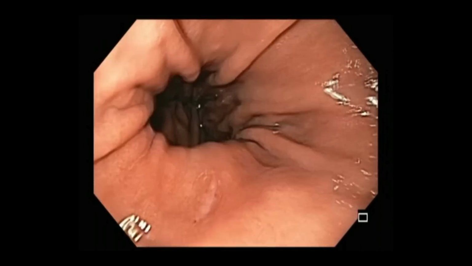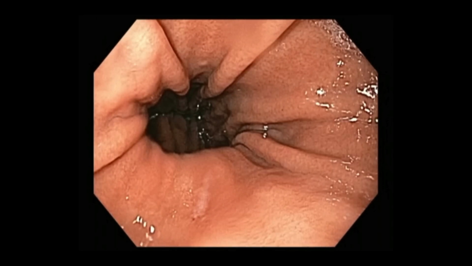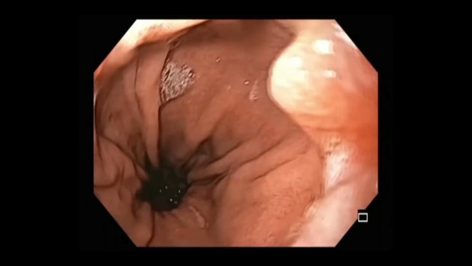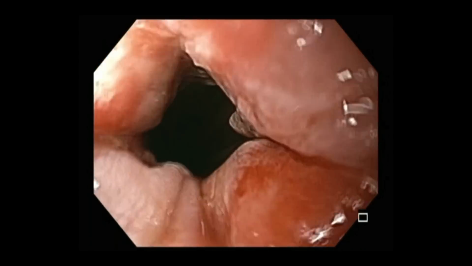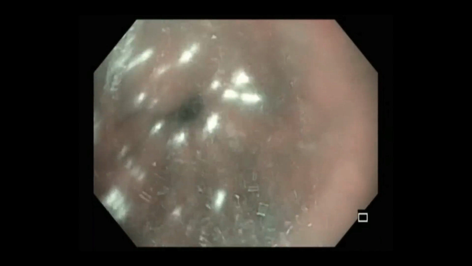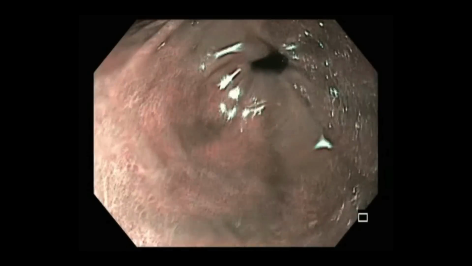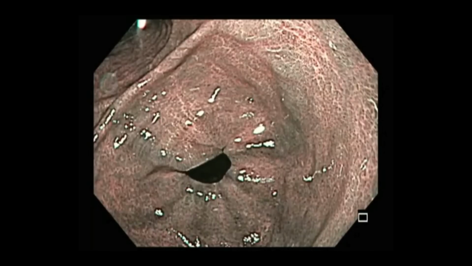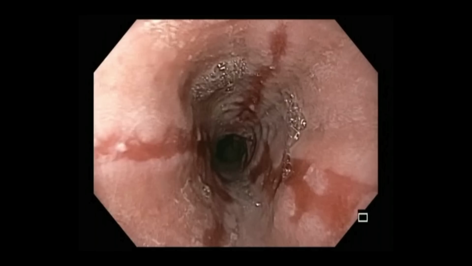And see here, it's difficult to insufflate. So there's the hiatal hernia, and then there is the Z line and the erosive esophagitis. And here at this point, I'll take a look with narrowband imaging and then do biopsies.